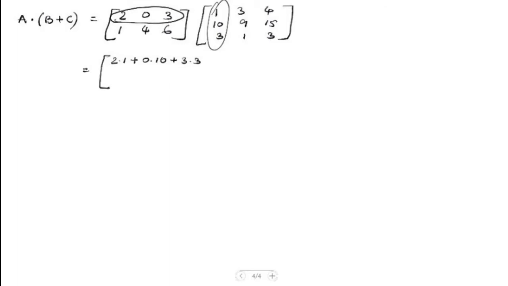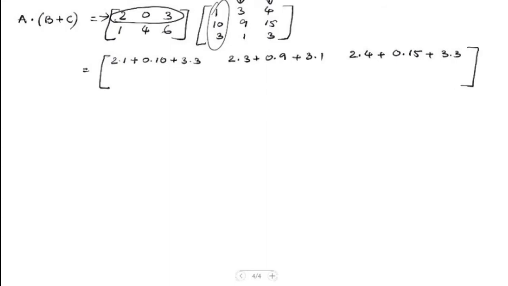Okay, so now here, let's go on with the first row. We'll take the first row here and we'll do it now with the second column here. So we have 2 times 3 plus 0 times 9 plus 3 times 1. Again, we take the first row and now we go with the third column. So we have 2 times 4 plus 0 times 15 plus 3 times 3.